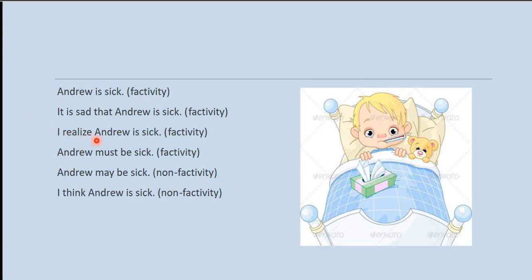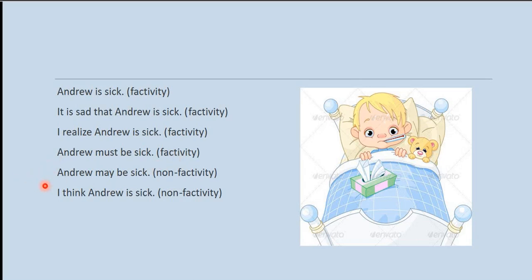I realize Andrew is sick. Realize, this verb is also including some percentage of reality, some percentage of certainty. So it is also an example of factivity. Andrew must be sick. You can also get the impression that must is strong actually. So it also includes certainty here. So it is also an example of factivity.